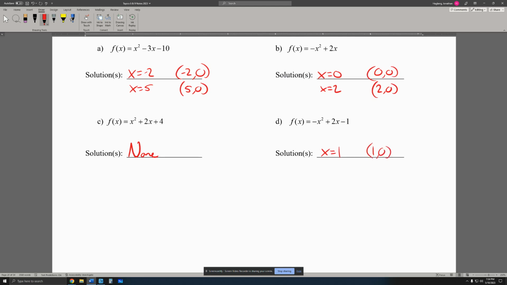All right, so these have been our notes on using graphs and tables to find the solutions to quadratic equations. We're going to get a lot of practice, so we'll see you tomorrow.